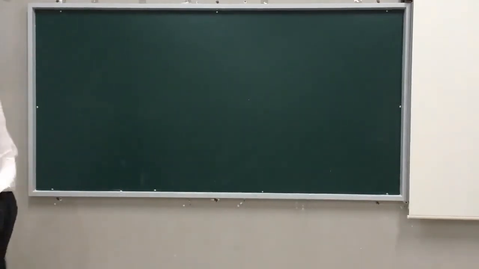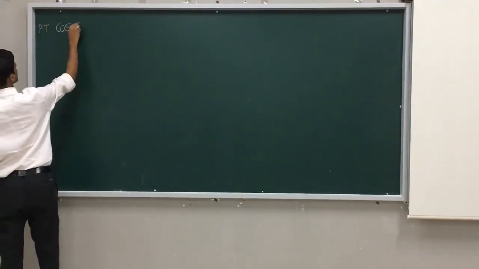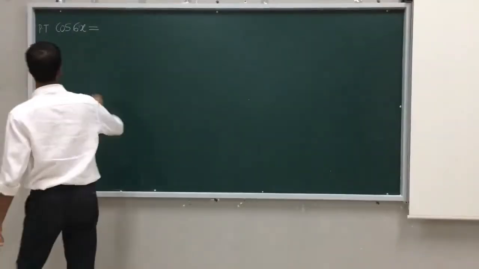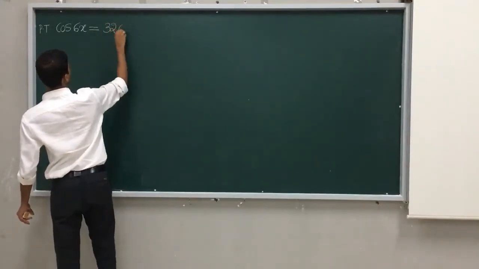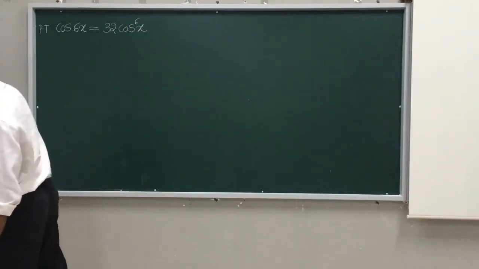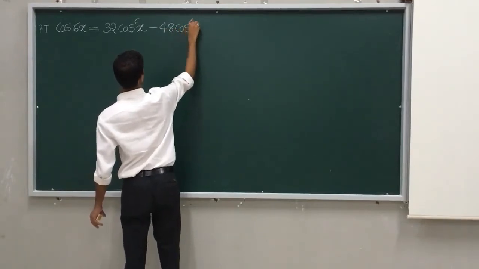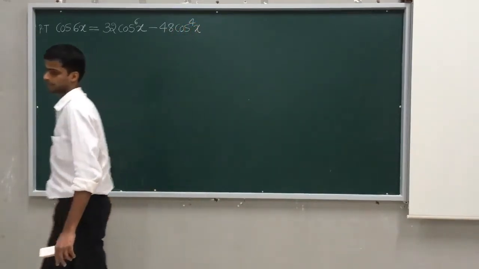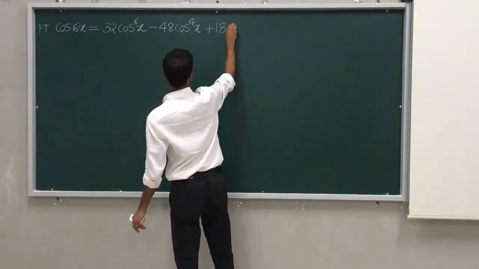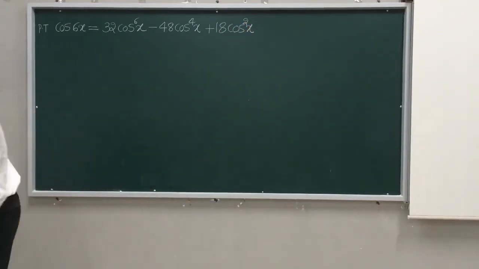Prove that cos 6x is equal to 32 times cos raised to 6x minus 48 times cos raised to 4x plus 18 times cos square x minus 1.